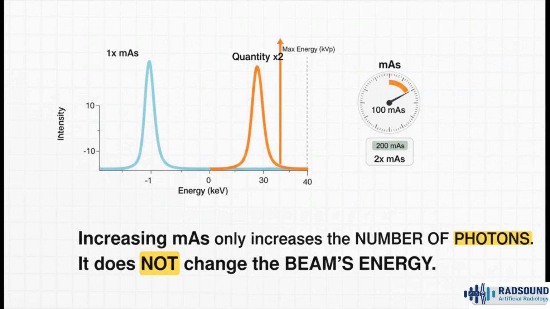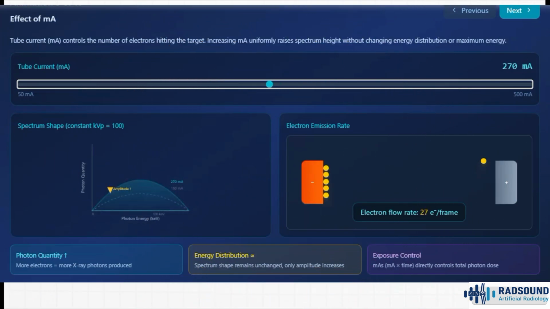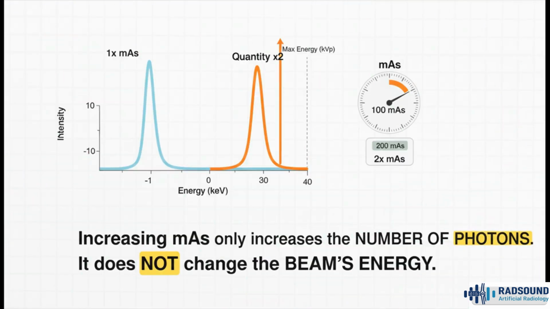Now, mAs, or milliampere-seconds, is much more straightforward. Think of it as the volume knob. It controls the number of electrons you're sending over to the target. So if you double the mAs, you simply double the number of electrons, and you get double the number of X-ray photons. The curve gets taller, but notice it doesn't shift left or right. It has zero effect on the beam's energy or penetrating power. It is a pure quantity control.